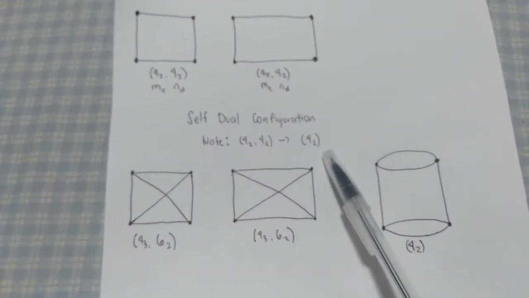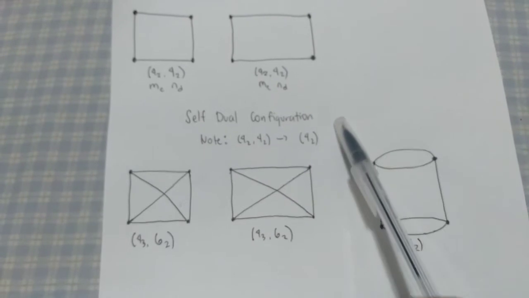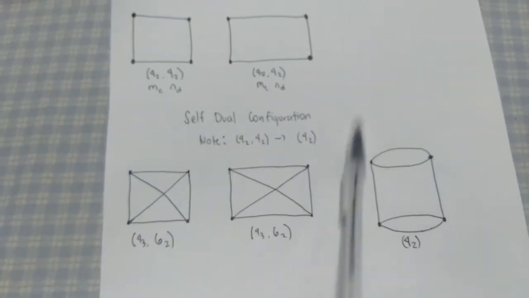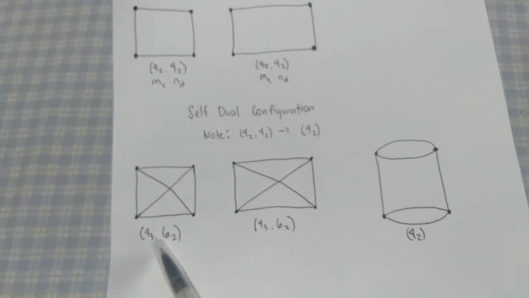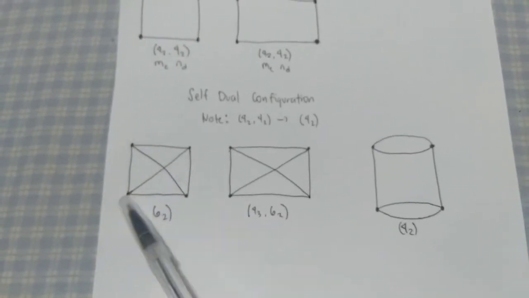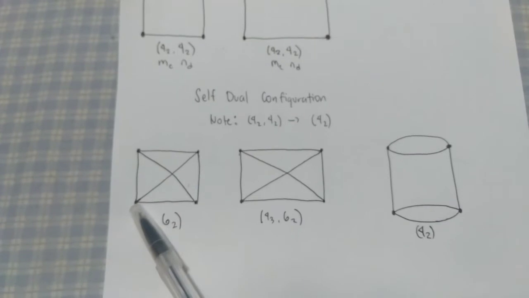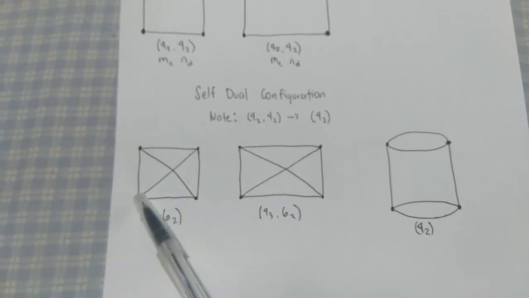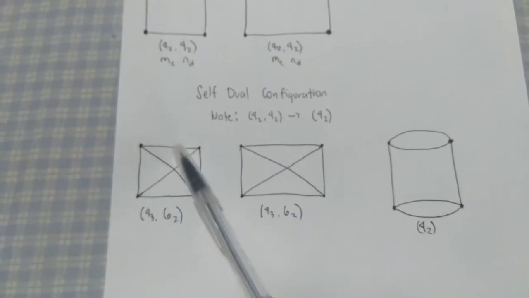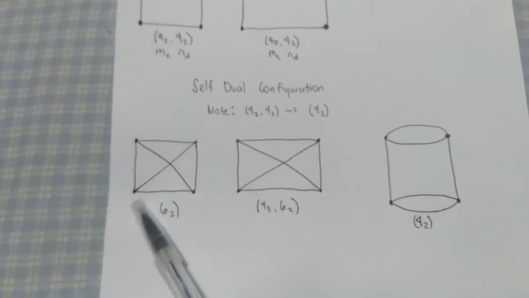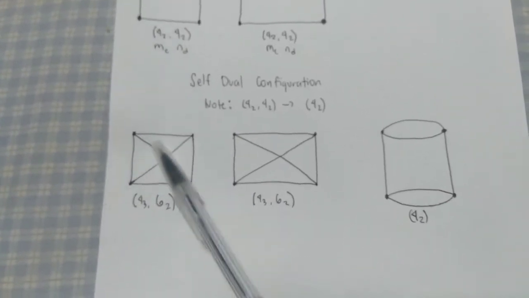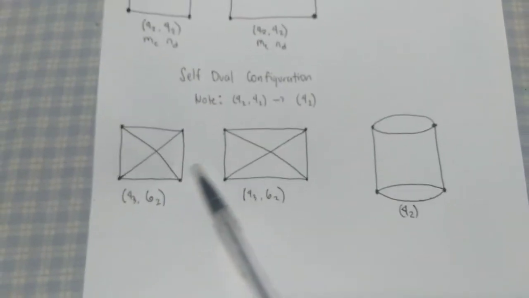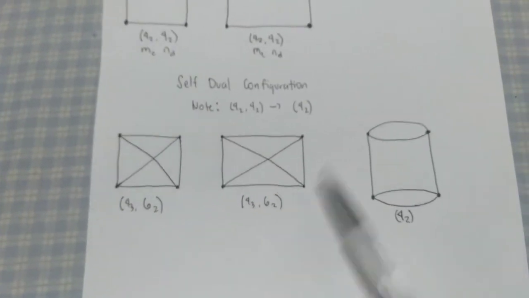Now, what if we do not use the self-dual configuration? Just label it (4, 3). 4 vertices. In each vertex, we have 3 lines: 1, 2, 3. We have 6 lines: 1, 2, 3, 4, 5, 6. Each has 2 vertices, 1, 2. Same as in the rectangle.